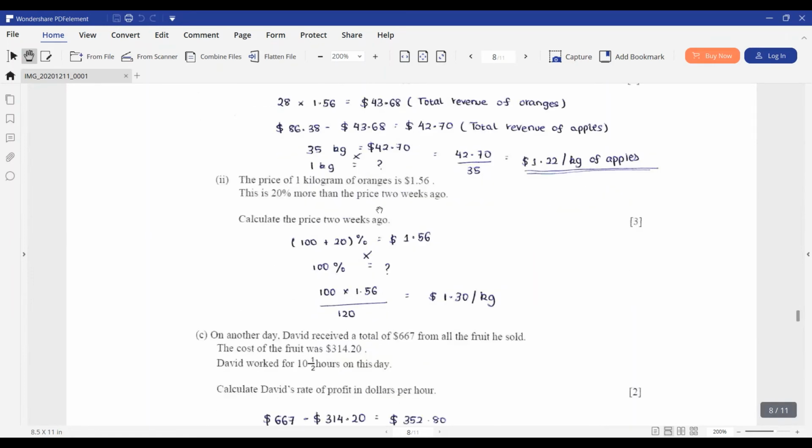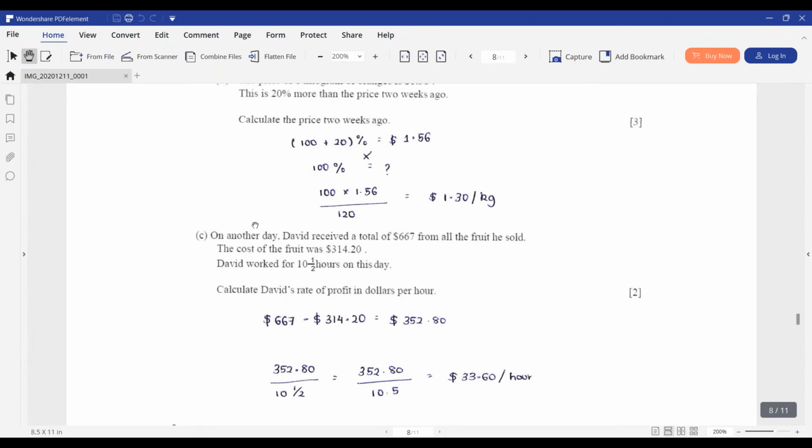Part 2. So Roman 2. The price of 1 kilogram of oranges is $1.56. This is 20% more than the price 2 weeks ago. Calculate the price 2 weeks ago. So this price is basically 100% of the original price plus an extra 20%. This is equal to 1.56. So what's 100% equal to? We're going to cross multiply. 100 times 1.56 over 120. This is equal to $1.3 per kilogram. That's the price for oranges 2 weeks ago.